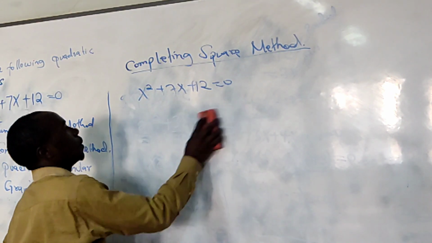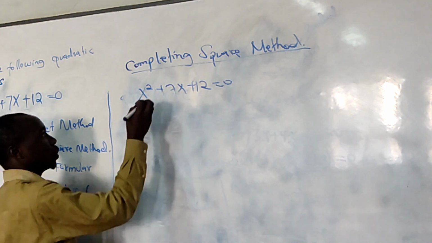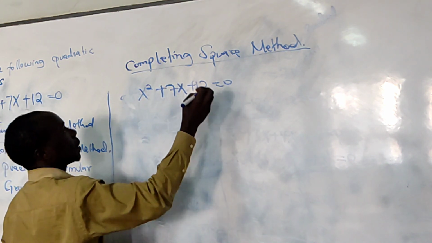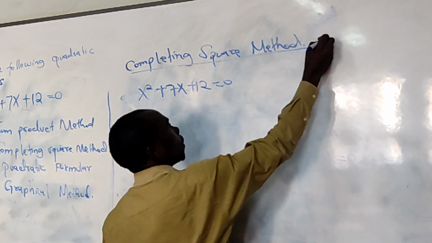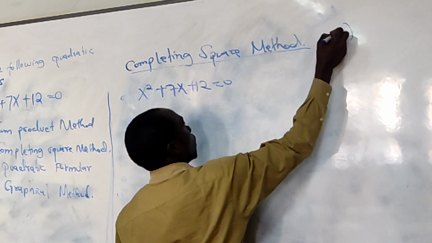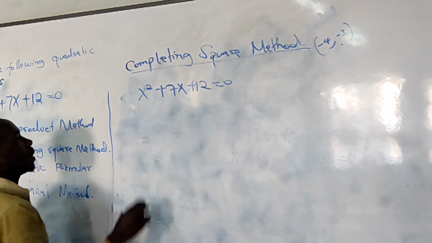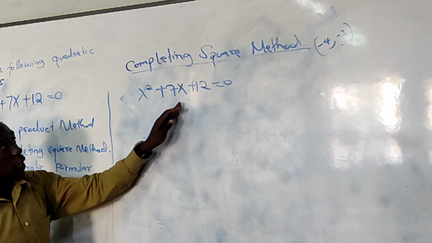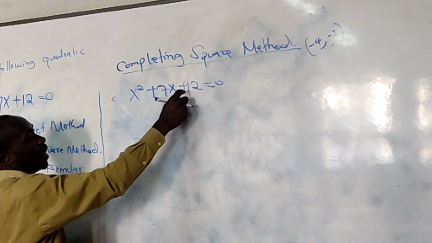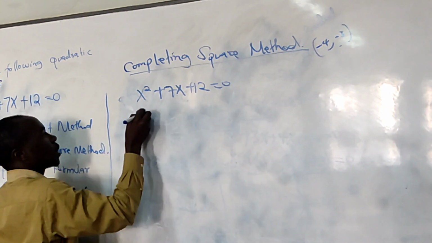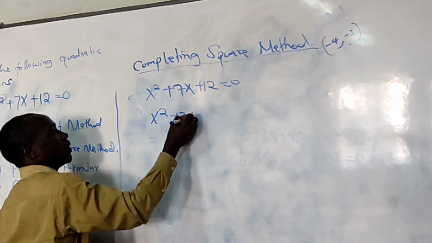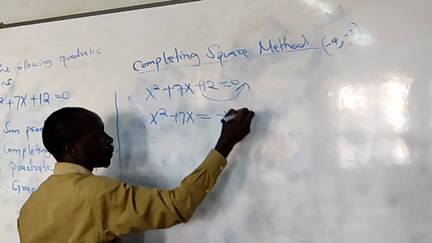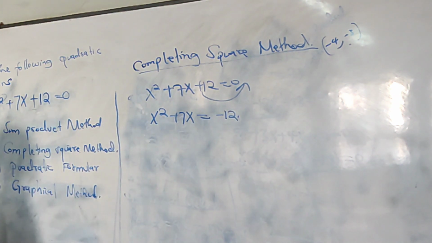So let us continue to the question we have. Remember the answers we got using sum and product were -4 and -3. Those are the two answers that we got. Let us look at the completing square method. In the completing square method, the first thing you do is to take the number, that's c, to the other side, so that you remain with x squared plus 7x equals, when this one crosses, -12. That's the first thing you have to do.